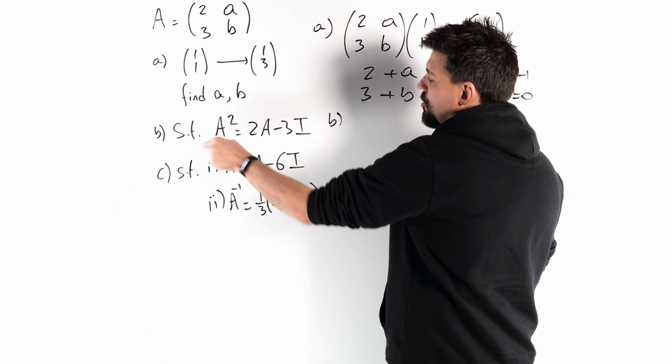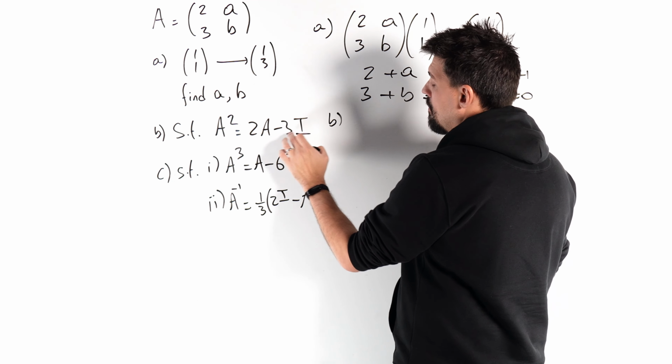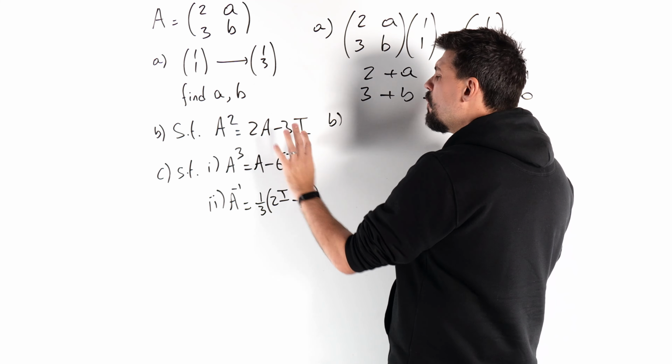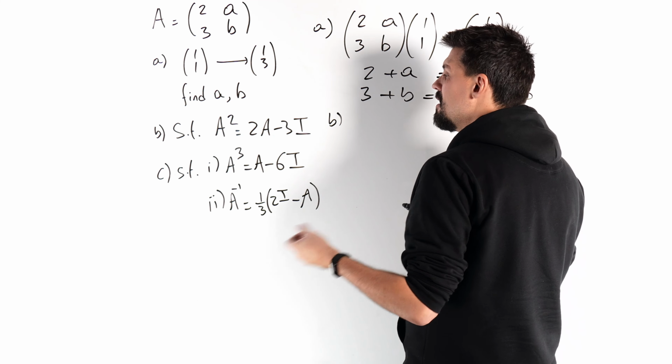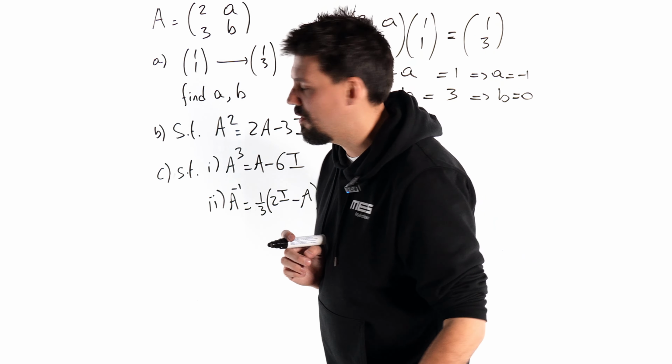Now, show that. That's not such that, that's show that. I just didn't want... Shush you, don't judge me. A squared equals 2A minus 3 times the identity. Now, we could just plug it in and check that that side equals that side. But we're smarter than that.